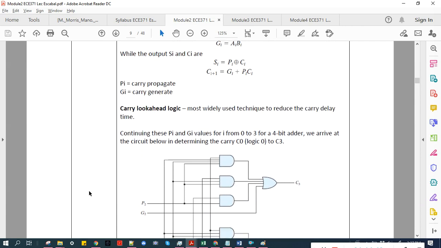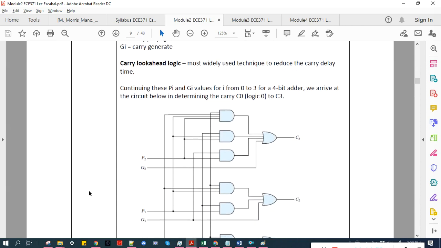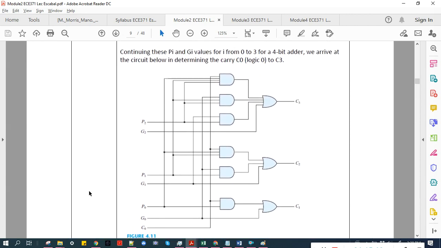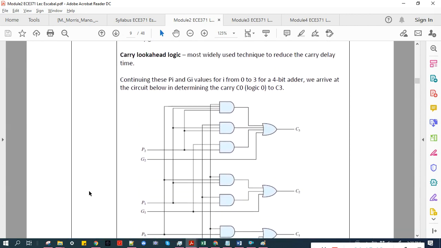Anyway, let's move on. Carry look ahead logic. Carry look ahead logic is the most widely used technique to reduce the carry delay time. So how can we reduce the delay of our carry? We have what we call carry look ahead logic. How did they implement the carry look ahead logic?